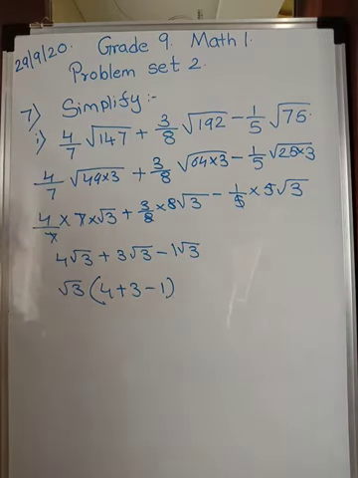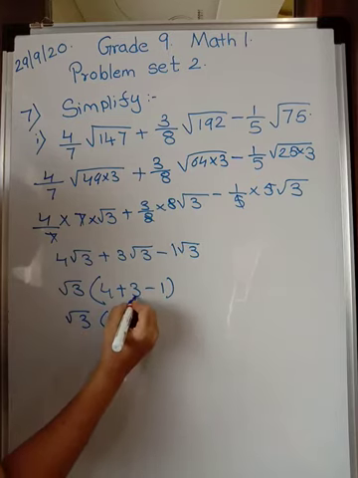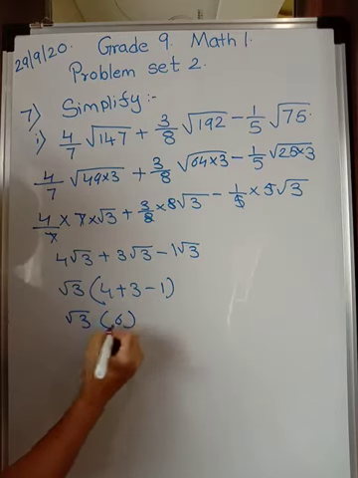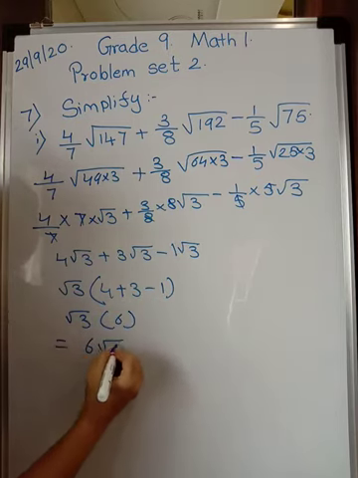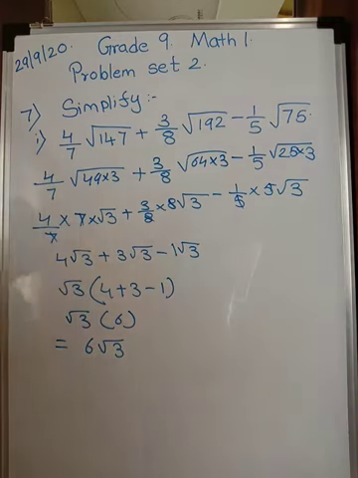Up till here, is it clear? Okay. So we have root 3. 4 plus 3 is 7. 7 minus 1 is 6. So your answer is 6 root 3. Is this clear? Okay. Let's go for another problem. Pause and take down all the steps.